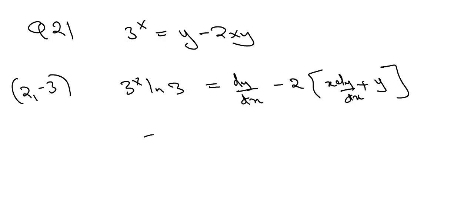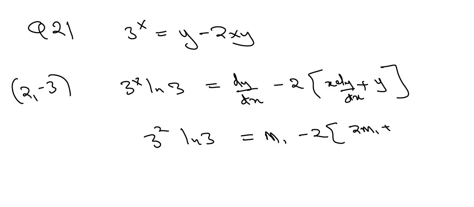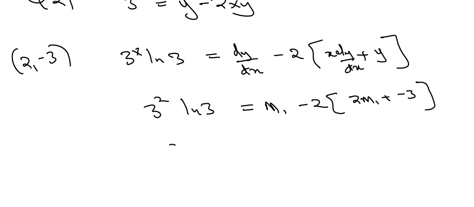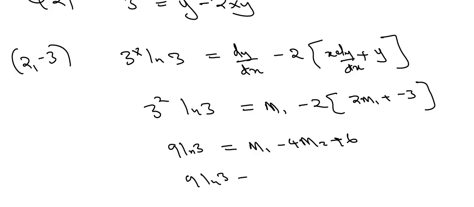So put a 2 there. That's going to be 3 to the power 2, then ln 3, is equal to, we're looking for the slope. Put a 2 there. We say m, that's the slope. Then where there's y, put a negative 3. So this will just be 9 ln 3 is equal to m minus 4m plus 6. So we have 9 ln 3 minus 6 is equal to negative 3m.